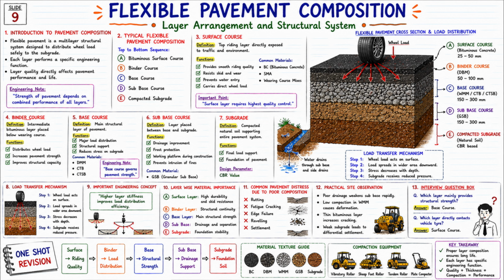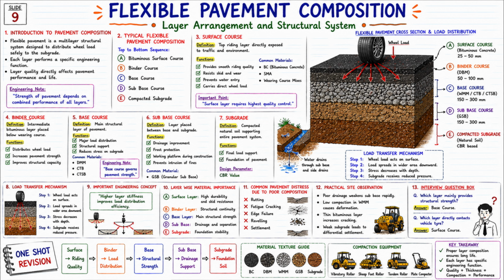Now look at the full cross-section diagram on the right side. Surface course 25 to 50 mm. Binder course 50 to 100 mm. Base course 150 to 300 mm. Sub-base course 150 to 300 mm. Compacted subgrade, CBR-based natural soil. Now let us see the load transfer mechanism below.